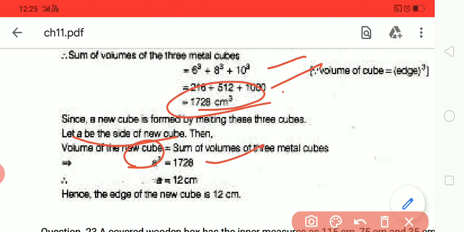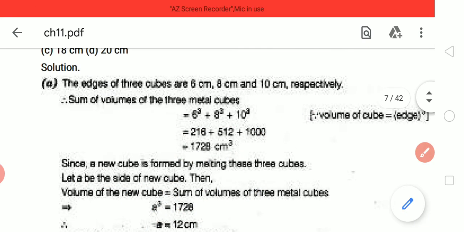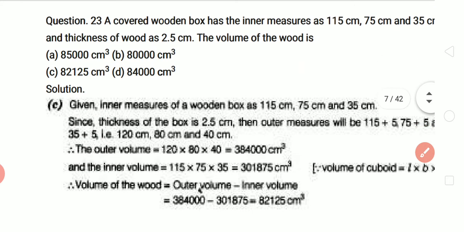Taking cube root on both sides, the cube root of 1728 is 12. So the side of the new cube that is recast from melting these 3 cubes of sides 6, 8 and 10 is 12 centimeters. So this is option A. Come to question number 23.